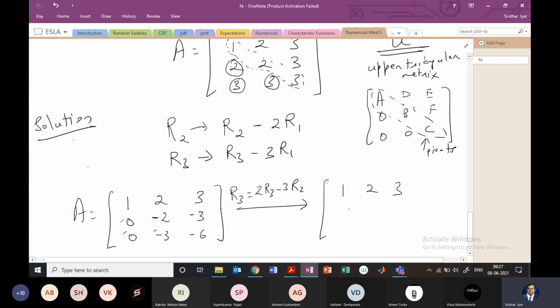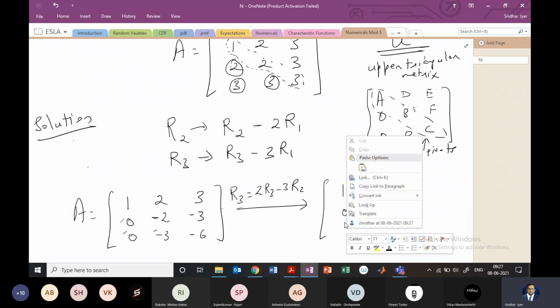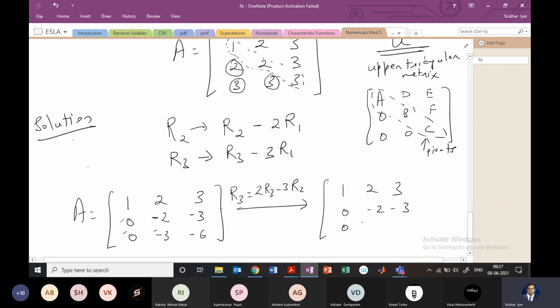You'll have 1, 2, and 3, 0, minus 2, minus 3. The third row, okay. So you'll get 0. You'll get a 0 minus 0, which will be 0. Okay. Then you'll have 2R3, that is minus 6, minus of minus 6, that is minus 6 plus 6, that will be 0. And then on the third element, you'll get a negative 3. Okay. So basically what has happened is that matrix A is now converted into an upper triangular matrix.